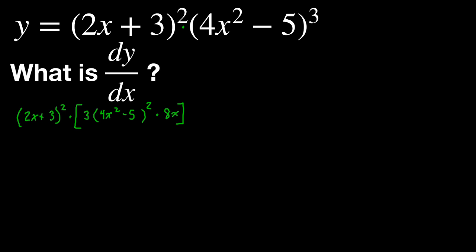All right, so that's first times derivative of the second, plus second times derivative of the first. Well, that's going to be 2 times the inside part to the first power. Inside part is 2x plus 3, times the derivative of the inside part, which is 2.